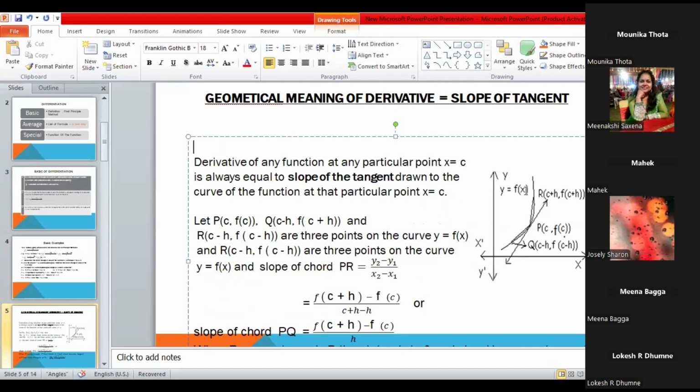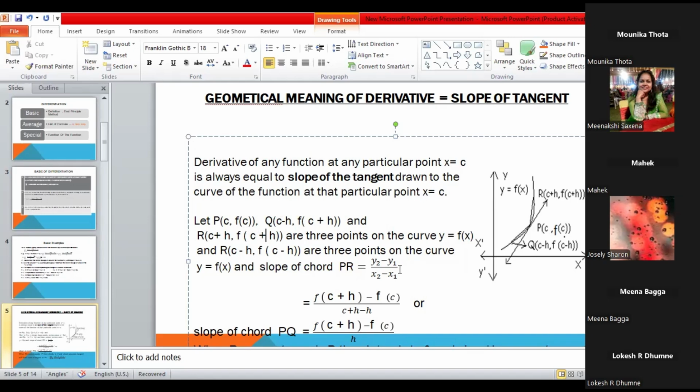So P and Q, or rather P and R. We are considering here P and R firstly. So P and R are 2 points. Their coordinates have been mentioned: c, f(c), and in case of R, that will be c plus h and f(c plus h). So if you see P and R, this is a chord.